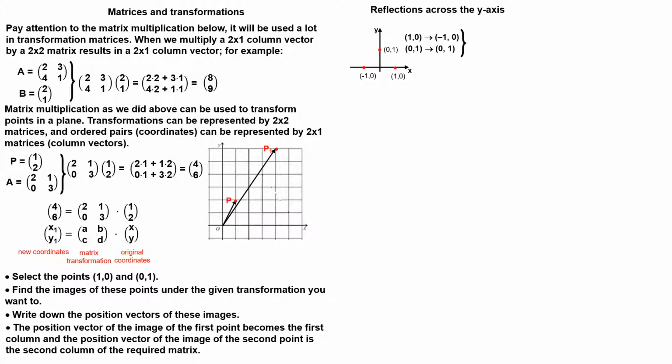This transformation matrix creates a reflection in the y-axis. When multiplying by this matrix, the y-coordinate remains unchanged, but the x-coordinate changes sign. This matrix represents reflection across the y-axis. Let's see how it works.